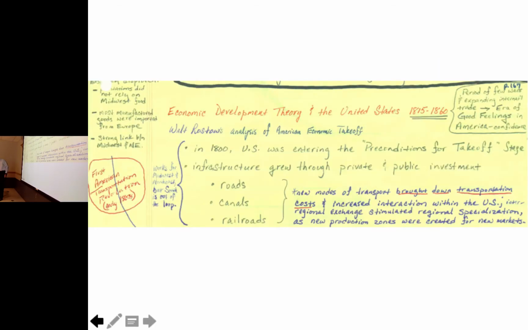Go back. All right. So new modes of transport brought down transportation costs and increased interaction within the United States. Interregional exchange stimulated regional specialization as new production zones were created for new markets. That's a mouthful, but what does it mean? What are some examples from today? We're still living the same thing.